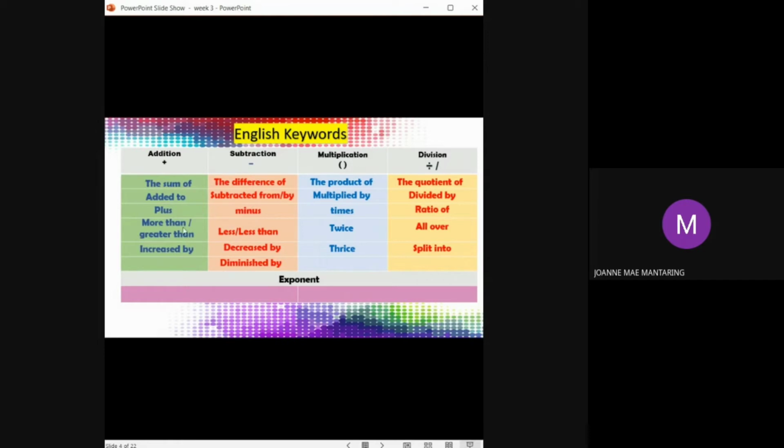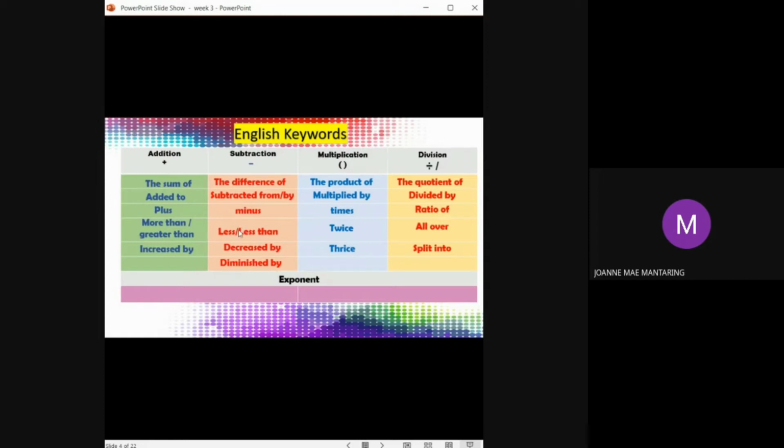Kaya tatandaan nyo po yan. Hindi naman kailangan pala na sa uluhin nyo lahat yan. All you have to do is to be familiar with these words. Okay? At hindi lang pala ito yung mga words na ginagamit. Marami pang iba. Ito lang yung commonly used.